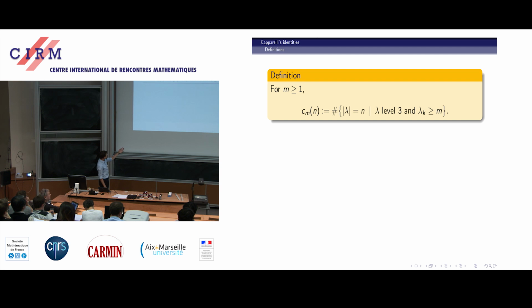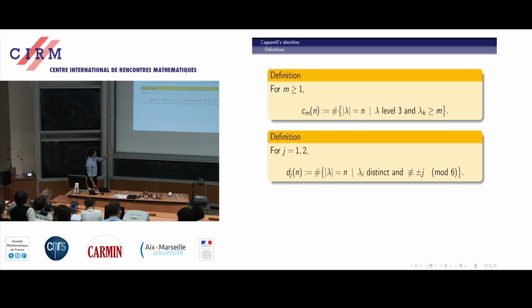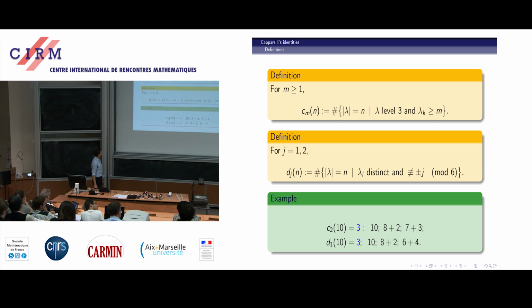Oh, and I'll also, again, just like we saw with Rogers-Ramanujan and the Schur, interesting things happen if you restrict the smallest part and don't allow ones or twos or threes or such things. And here's another definition of partitions with just residue restrictions, with congruences. So here the parts are not plus or minus j mod 6. Here are two examples. So the Capparelli level 3 partitions, where the smallest part is at least 2. Well, there are 3 of them. The partitions of 10 whose parts are not plus or minus 1 mod 6 are these, also 3 of them. Again, both the 3s are blue. I'm trying to tell you something.